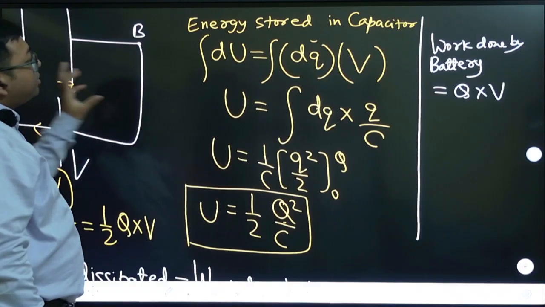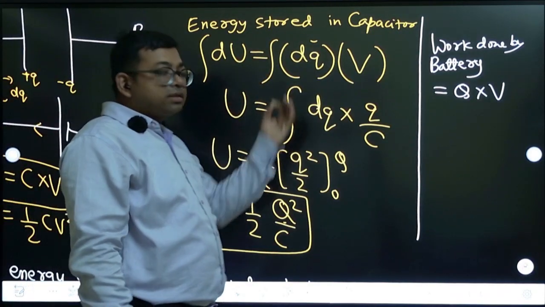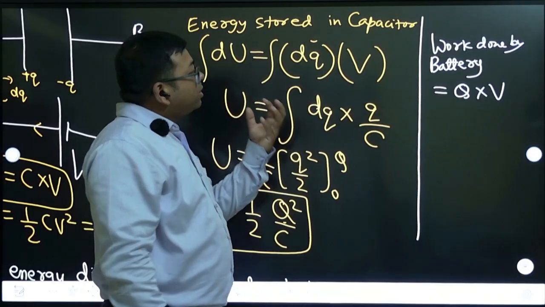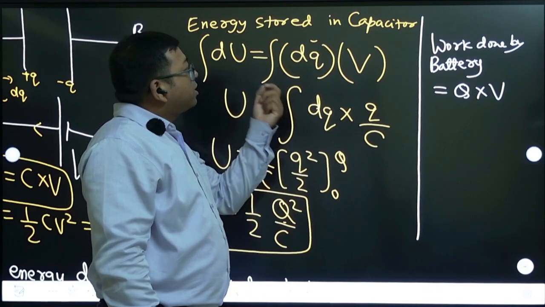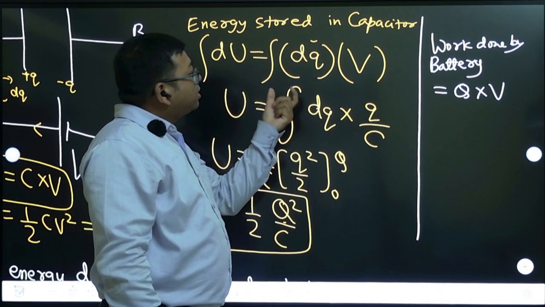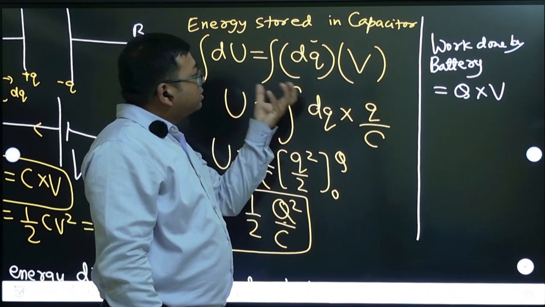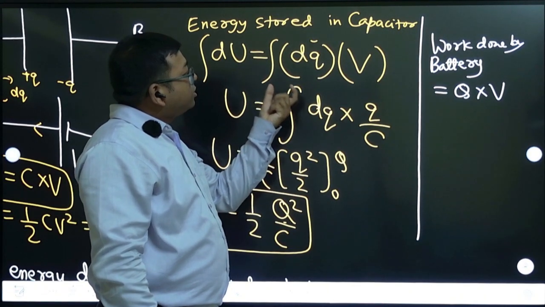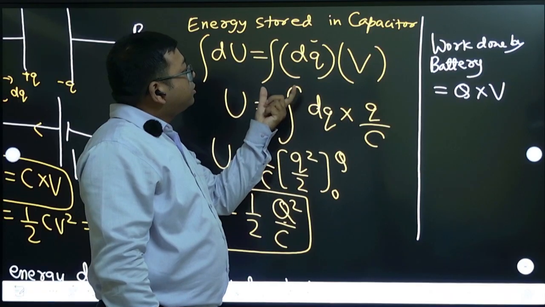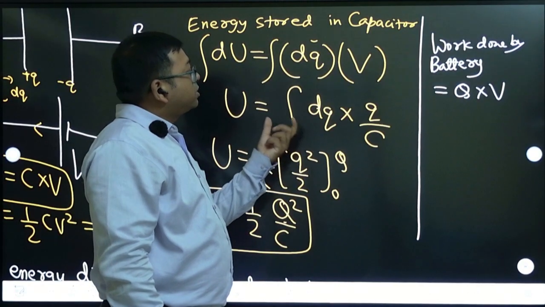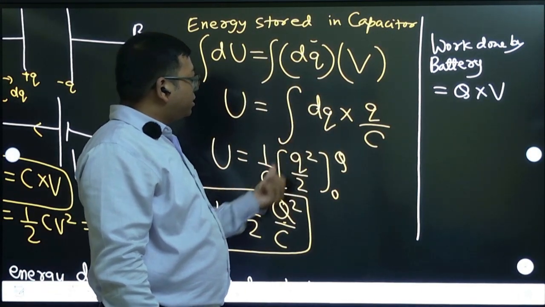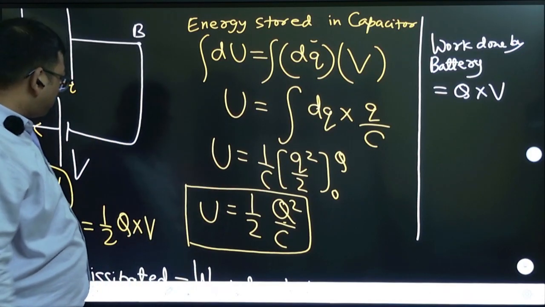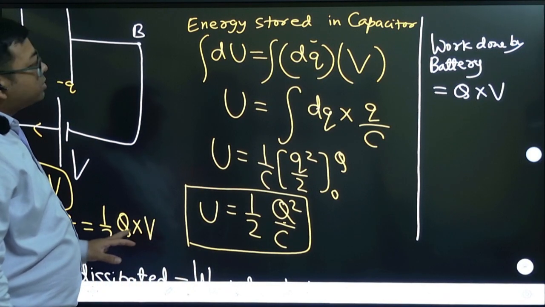So potential difference is V only, but charge is coming slowly. It's not that suddenly that charge Q is coming. So charge is coming slowly. So work done inside the capacitor is dq into V. This dq you have to integrate because charge is changing. Voltage is constant but charge is changing. So that's why this is the energy stored. So energy stored is half Q into V, and that is the work done.